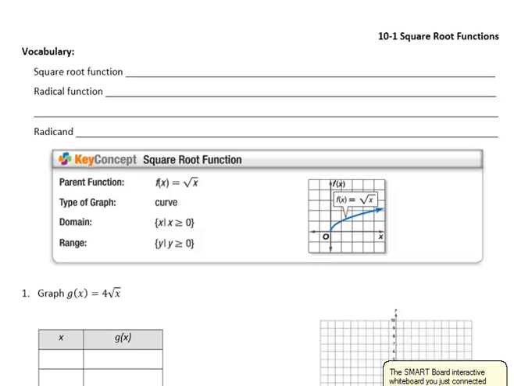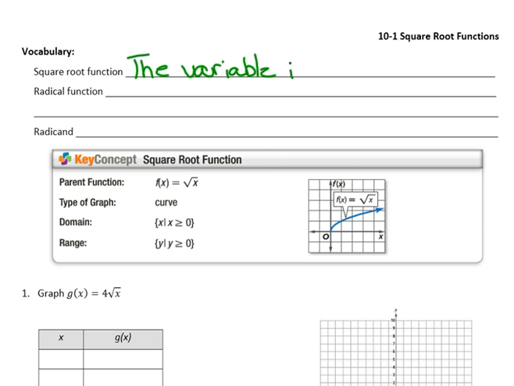Okay, ladies and gentlemen, we're starting chapter 10 today, and this chapter is going to go a little bit more into square roots. So we have a square root function, which is when the variable is under the radical sign. I'm just going to list the symbol there.